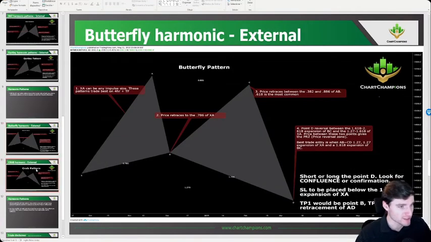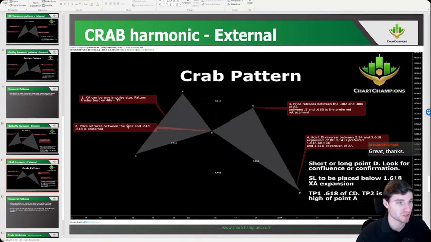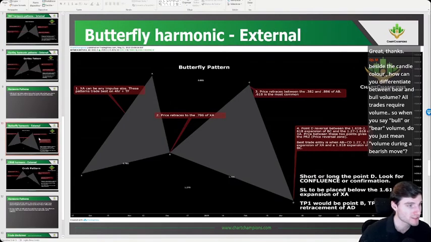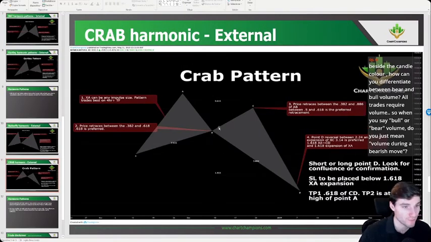Very similar to the butterfly, but instead of the 786, you're looking between the 382 and the 618, with 618 preferred. If you go below the 618, then you've got a butterfly on your hands. But if you stay between 382 and 618, you've got a crab. Very similar to the bat. From B to C, you then take your Fibonacci retracement from A to B, and you want to see this come up between the 382 and 886, but preferably the 0.5 and 618. That's just the Fib retracement A to B.